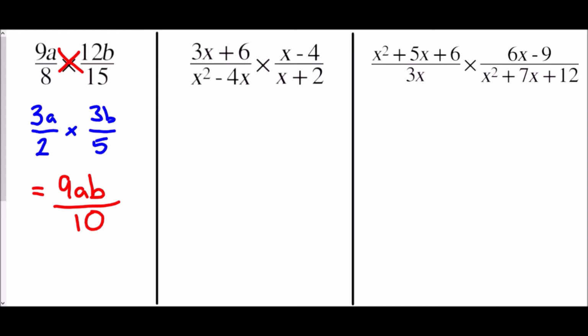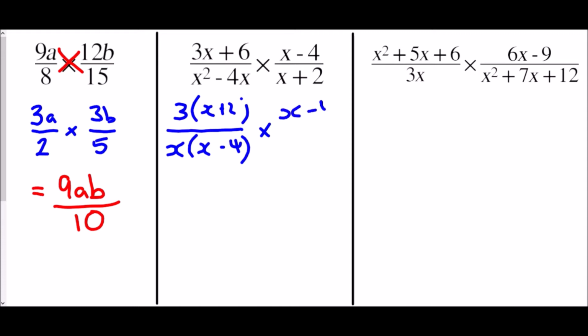In the second one we need to do the same. We need to cancel out our common factors, but in this case it's not obvious straight away what those common factors are. The first thing we're going to have to do is factorise the expressions. At the top of the first fraction I have 3 brackets, and this is going to be x plus 2 when I factorise. At the bottom I've got x squared take away 4x, that would be x brackets x take away 4. On the right hand side I've got x take away 4, there's nothing I'm going to be able to do with that. And I've got x plus 2, there's nothing I'm going to be able to do with that.